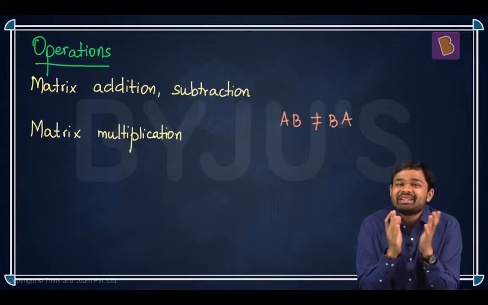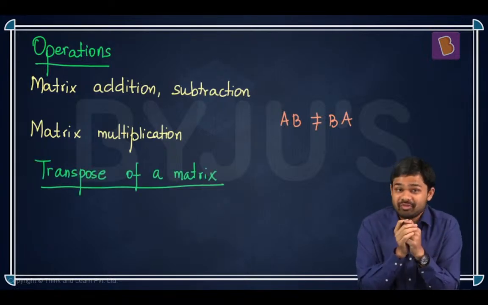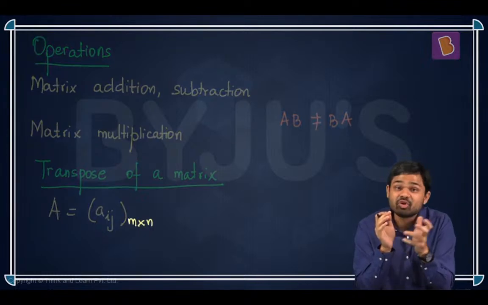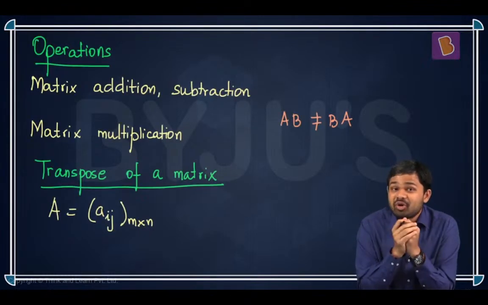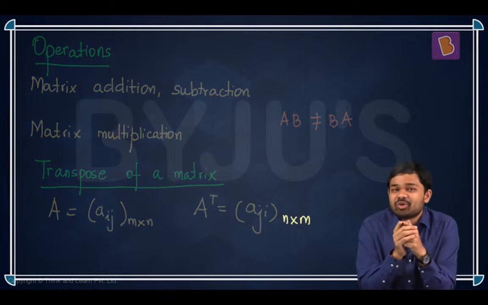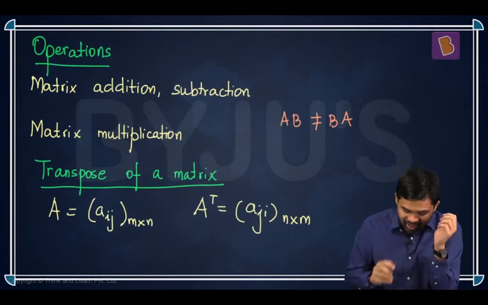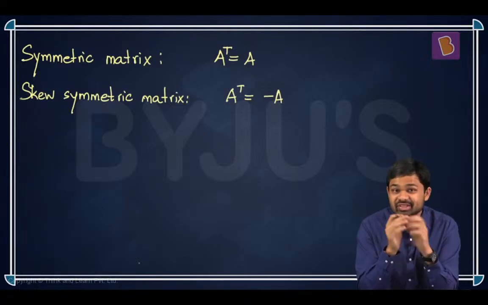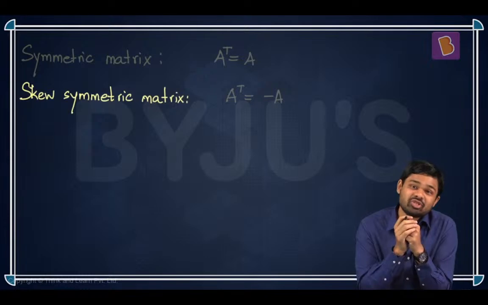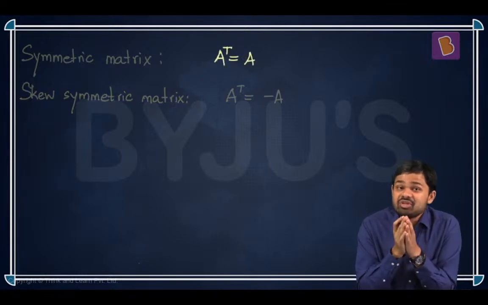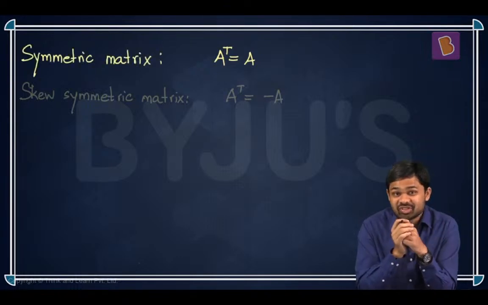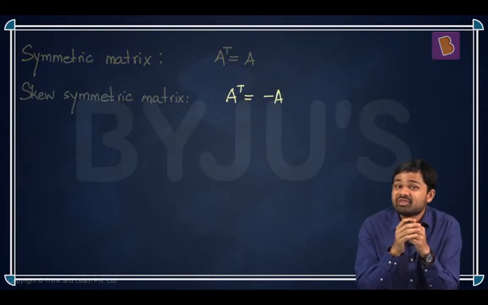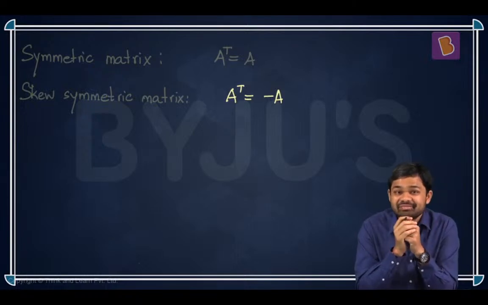Then we looked at a very interesting topic, which was the transpose of a matrix. If a matrix A has m rows and n columns, upon transposing it, we get a matrix with n rows and m columns. Based on the concept of transpose, we then looked at two different kinds of matrices, a symmetric matrix and a skew-symmetric matrix. If the transpose of A was equal to A itself, then A was a symmetric matrix. Or if the transpose of A was equal to the negative of A, then it was a skew-symmetric matrix.